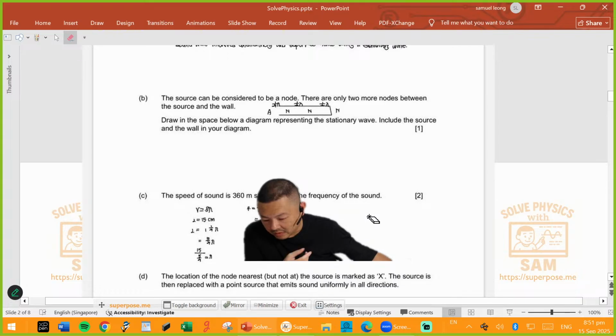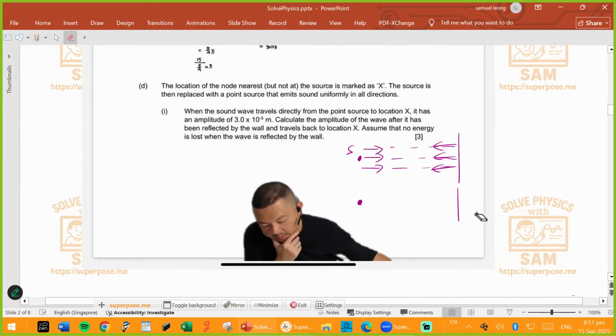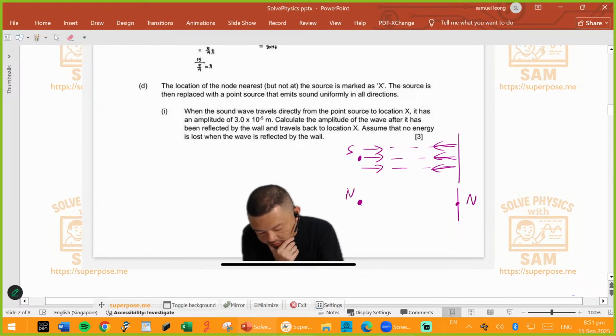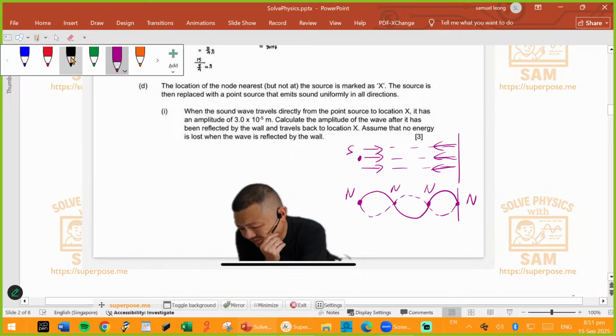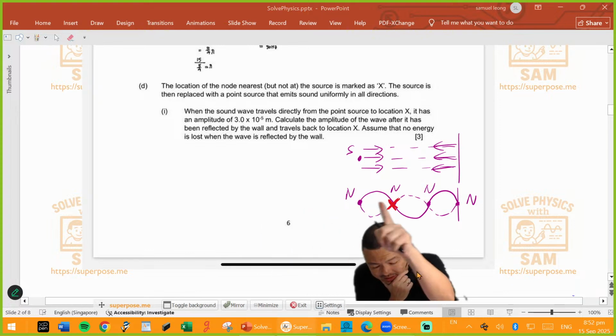Yeah, because I think it's all linked, right? So there are only two more nodes between the source and the wall. Okay. So the wall will be a node as well, right? Yeah. So the wall is also a node, and this is a node. And then it says there are two other nodes in between. Right. So I'm assuming that the wave kind of looks like this. That's the standing wave at first, right? That's the first one. Then they're saying that there is a position X. Position X is right here.